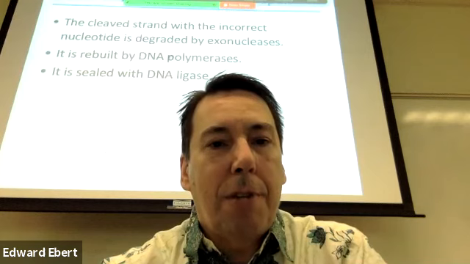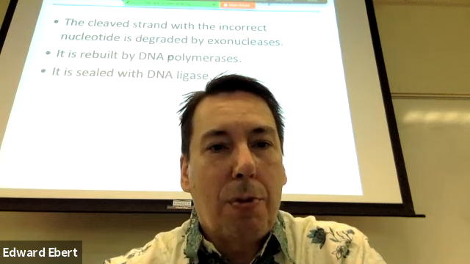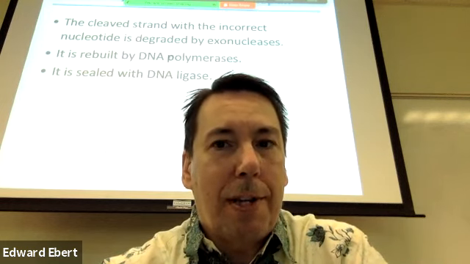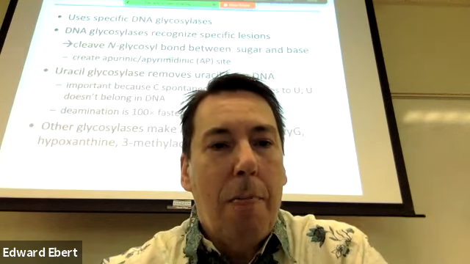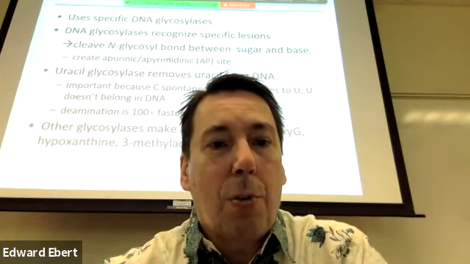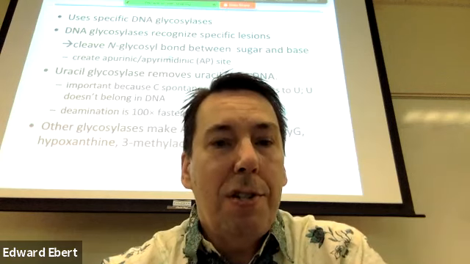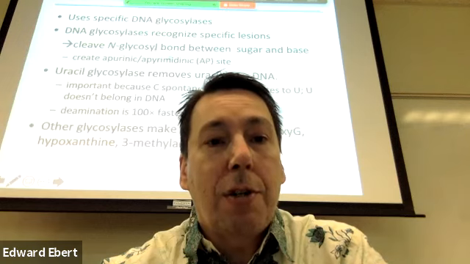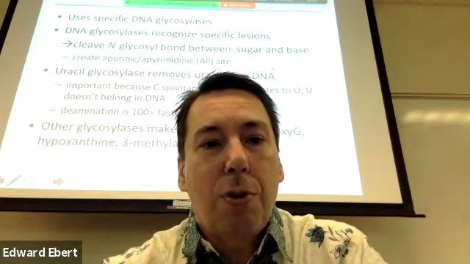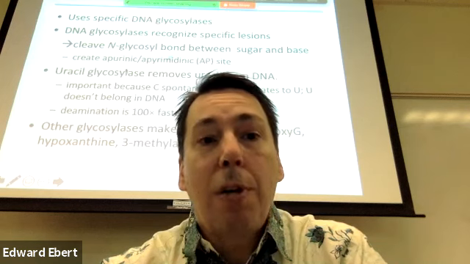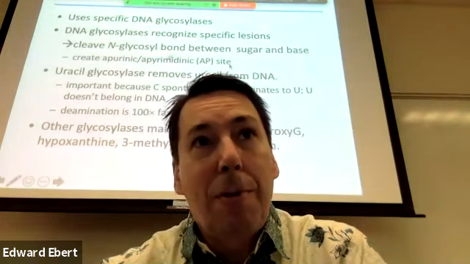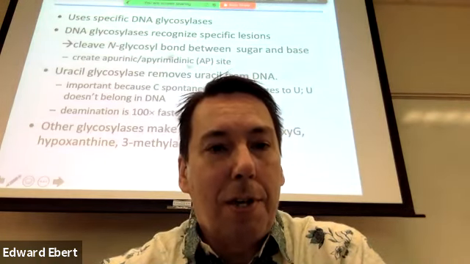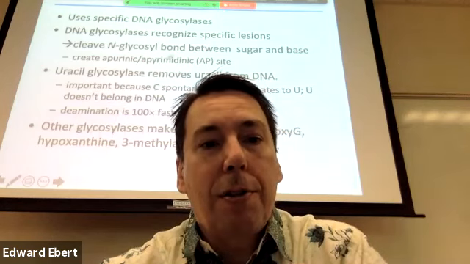So we cut that out. Use exonucleases that chop off that little region and rebuild it with our polymerases, and then seal it with our ligases. Okay. Base excision repair is going to look at these glycosylases. They're going to recognize particular lesions in the DNA, and they will cleave that nitrogenous glycosidic bond between the sugar and the base. So you get an apurinic or an apyrimidinic site. You basically just have the sugar there without the base.